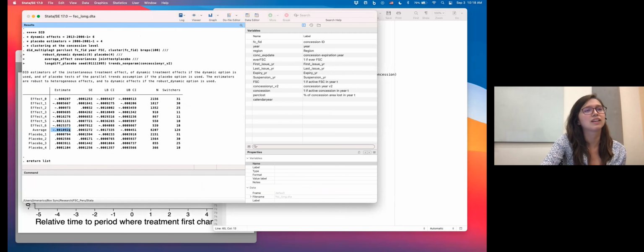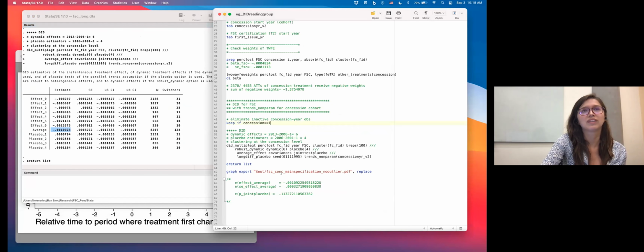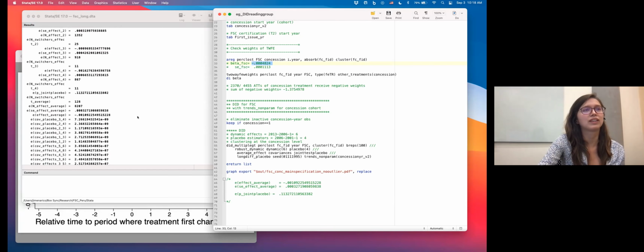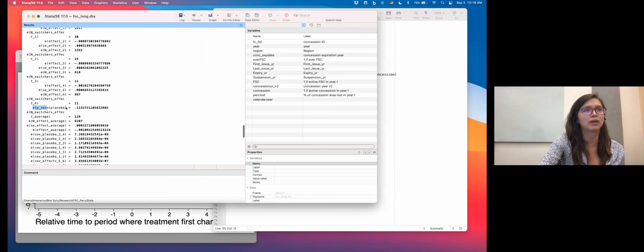We can see this is the average effect. Let me compare it quickly with the two-way. This was the effect of two-way fixed effect. So we can see that the diff-in-diff effect is much larger once we are able to eliminate the contamination effect, and it's also statistically significant. Then another thing that we want to check is whether the parallel trends assumption holds. And we can see that, yes, it holds.